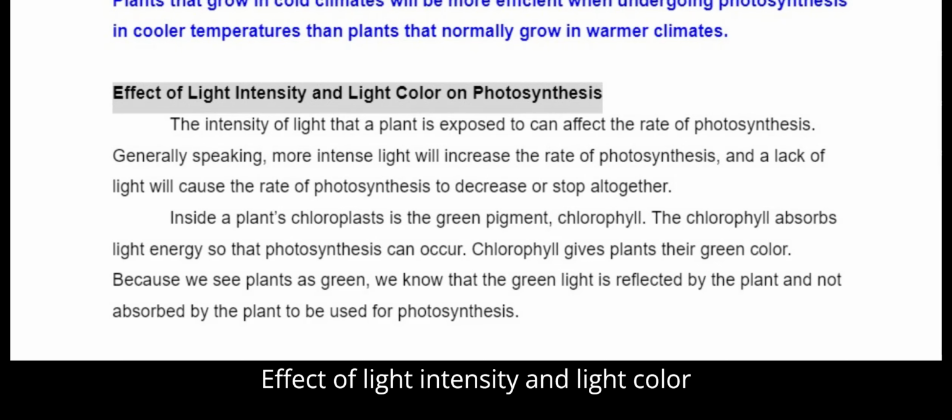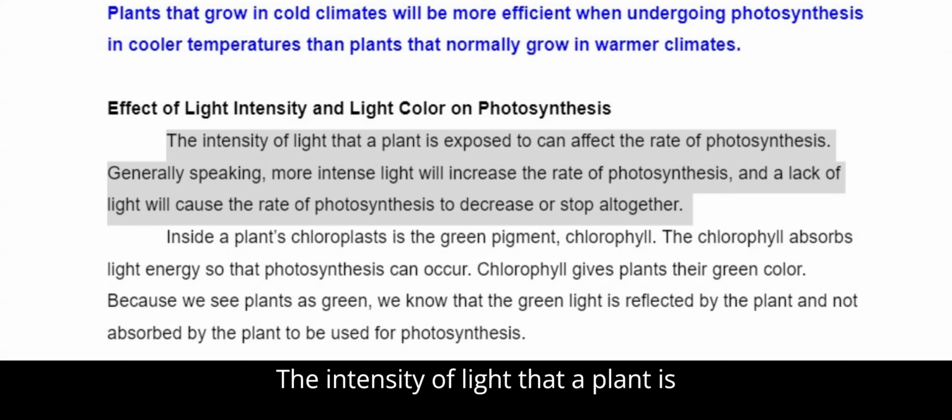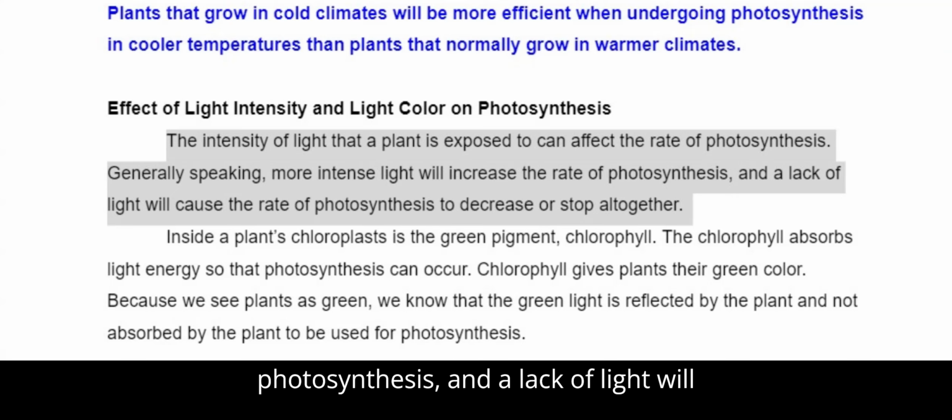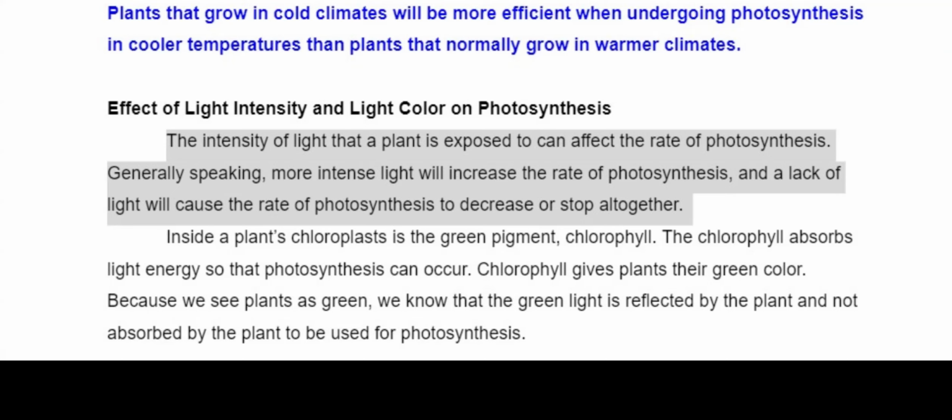Effect of light intensity and light color on photosynthesis. The intensity of light that a plant is exposed to can affect the rate of photosynthesis. Generally speaking, more intense light will increase the rate of photosynthesis, and a lack of light will cause the rate of photosynthesis to decrease or stop altogether.